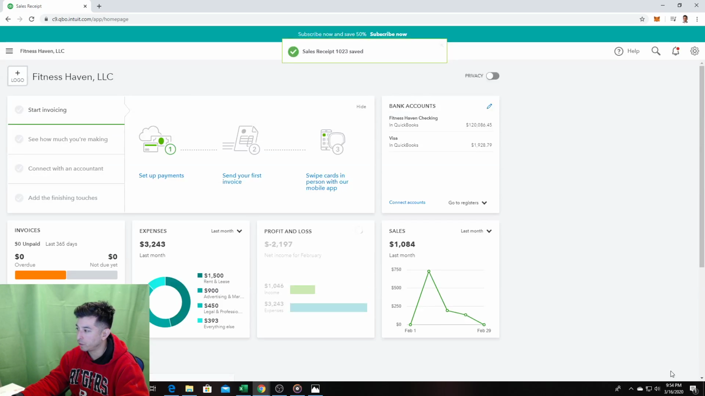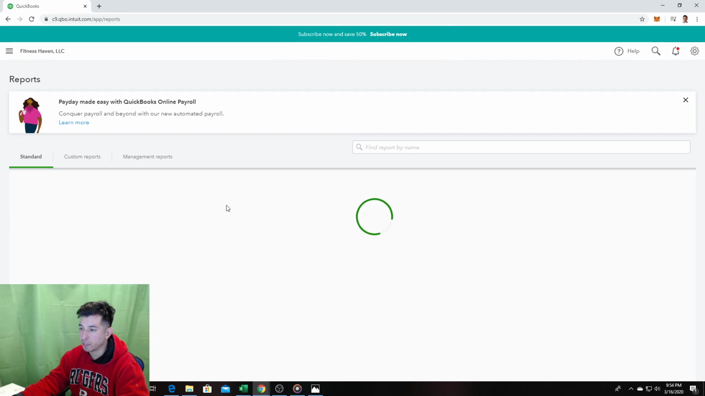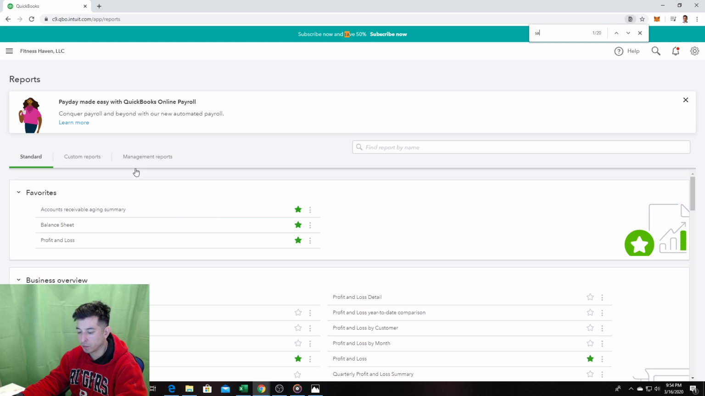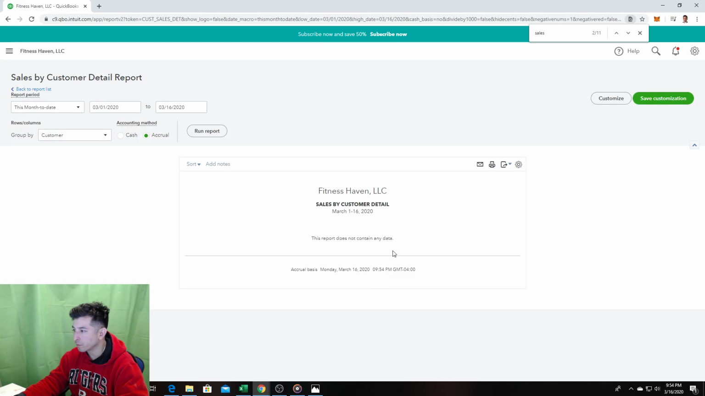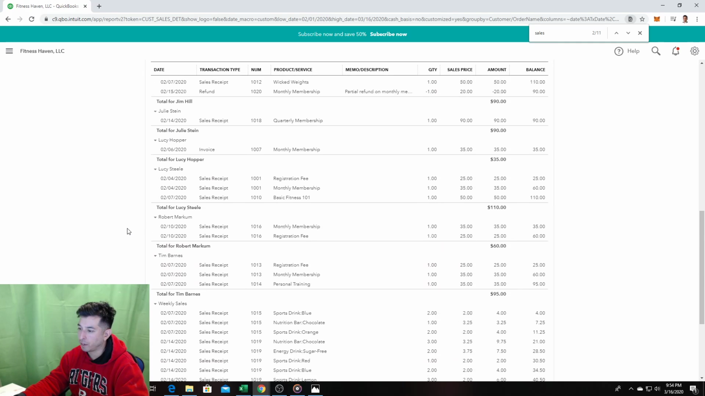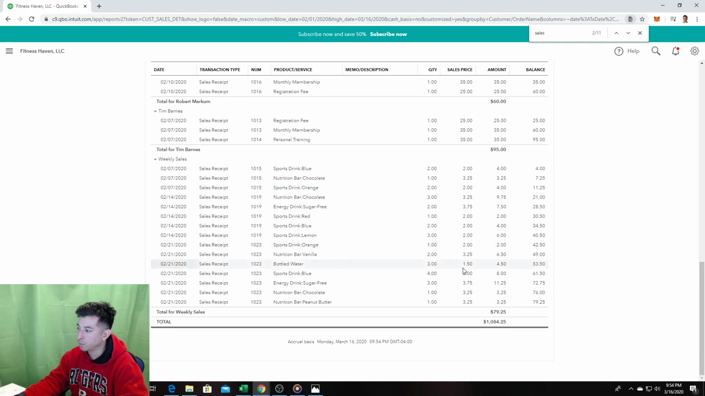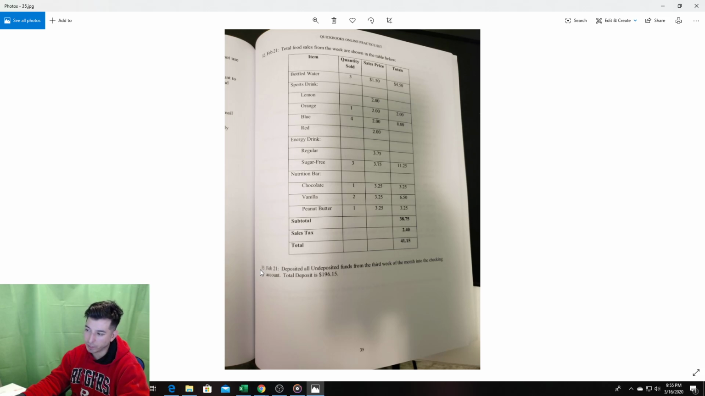And if you want to validate that, we go to reports to ensure that it went through, and we can take a look at the sales by customer detail. Run this report back to, let's say, February. Run report, and we should be able to see it under weekly sales. Where is weekly sales? Here's weekly sales, and we'll see the 221 figures over here.